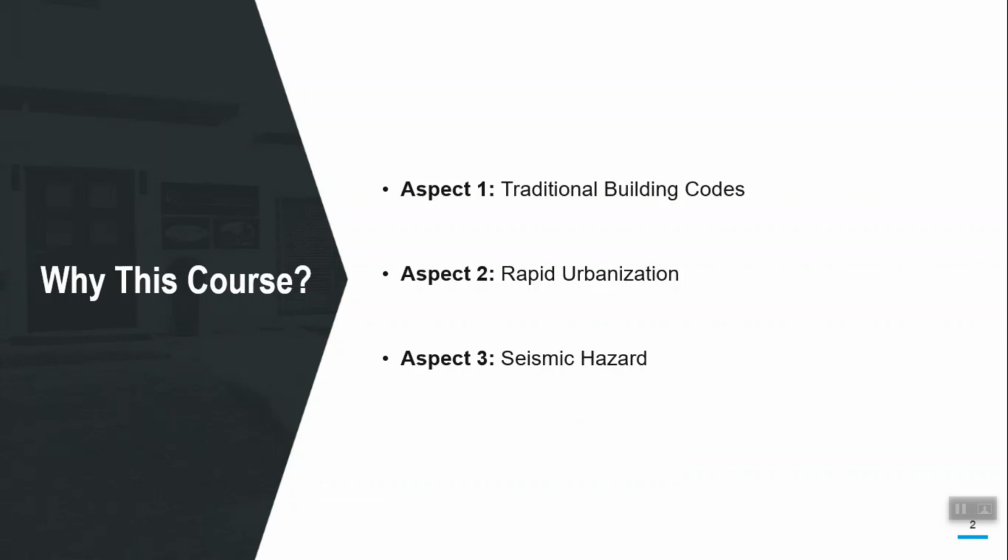If I just summarize the motivation or reasons behind this course, I can summarize them in three categories. First is traditional building codes, second is the rapid urbanization, and third is the seismic hazard. These are the three headings in which I will be discussing the need for this course, and this will lead us to identify some of the topics which I will be covering in later sessions in this course.